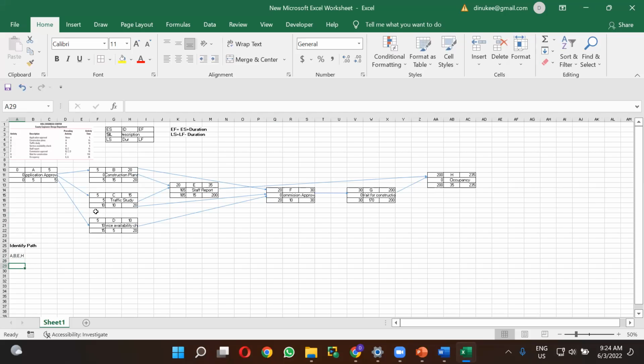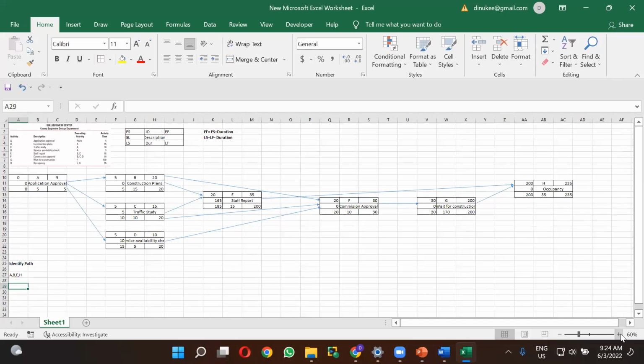Can you see the screen? Is that small to see?